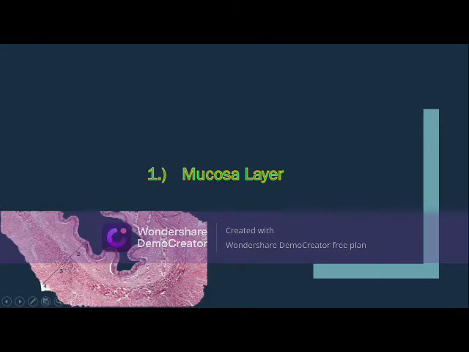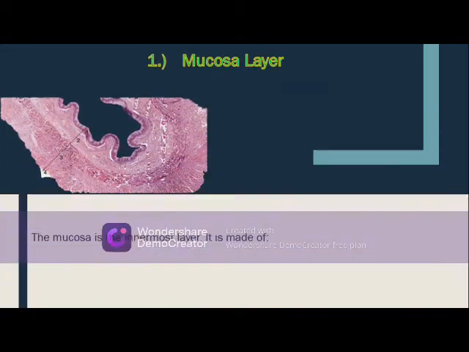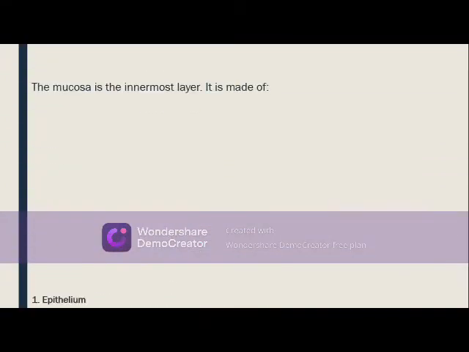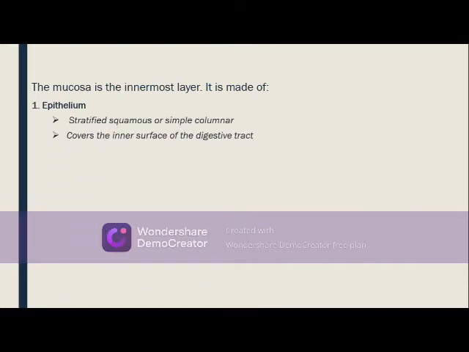Now, our first layer, the mucosa layer. It is the innermost layer, and it is made up of epithelium, which contains stratified squamous or simple columnar and covers the inner surface of the digestive tract. In the esophagus, the epithelium is stratified, squamous, and non-keratinizing for protective purposes.